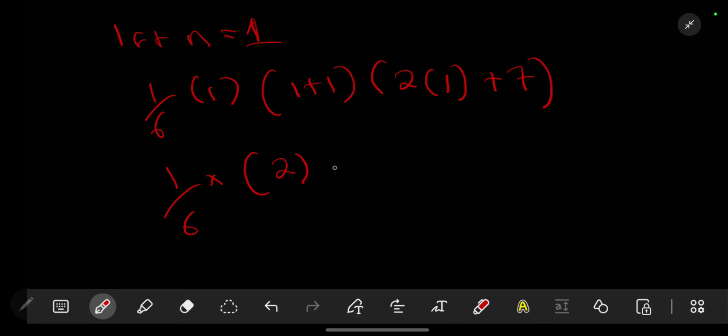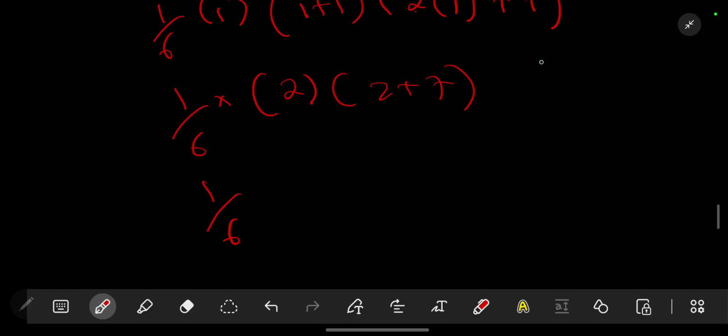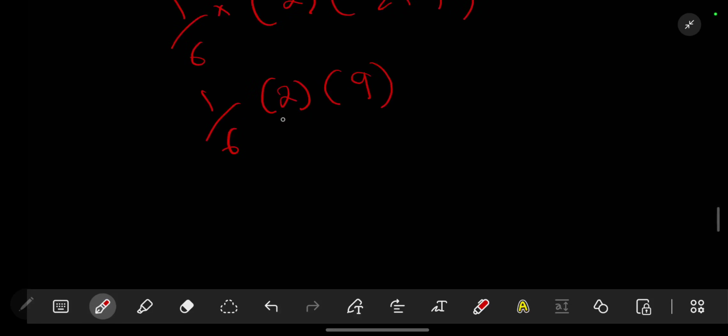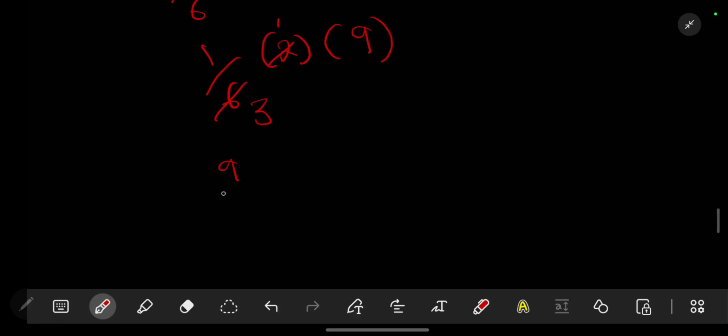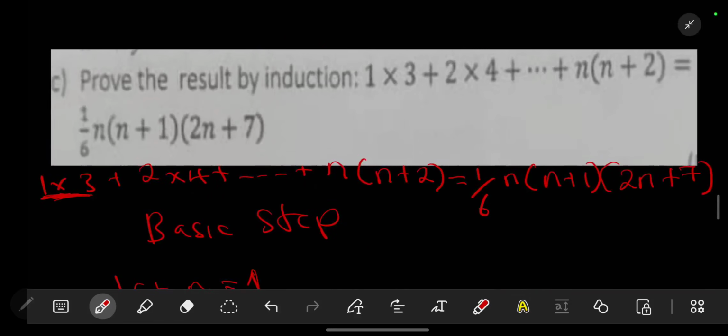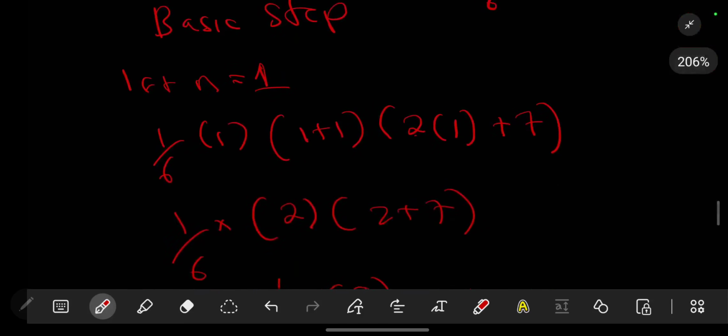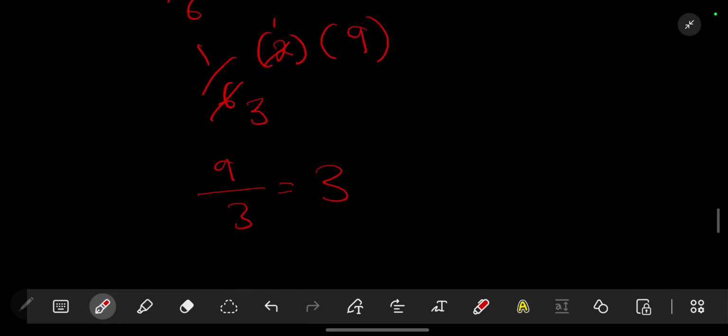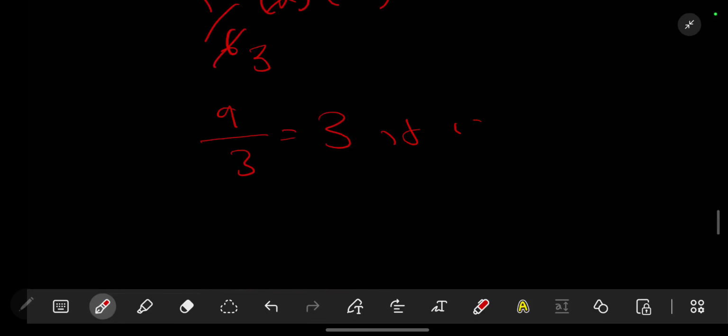1 plus 1 is 2. Then we have our 2 plus our 7. So we are going to have 1 over 6 like that, times our 2 times 2 plus 7 is 9 like that. So this is going to give us something like this and this. We are going to have 3 here, 1 there. So we have our 9 on top over our 3. 9 divided by 3 is 3. As you can see, 1 times 3 is equal to 3 as well. So that means it is true.